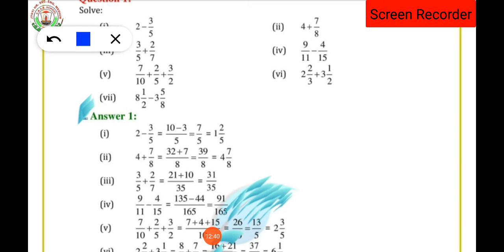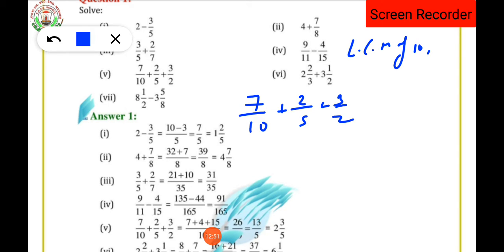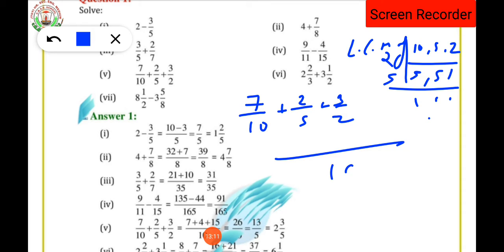Similarly, for the next, the fifth, 7 upon 10 plus 2 upon 5 plus 3 upon 2. Take the LCM of 10, 5 and 2. So what will be the LCM of 10, 5 and 2? How to take it, you know? Yes, everybody knows how to take the LCM. So 2, 5, 5, 1. Isn't it? Now 5, 1, 1. So what is the LCM? That is 10. So directly we are taking 10 here.